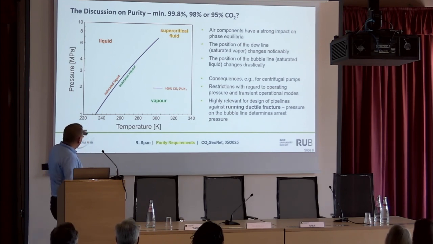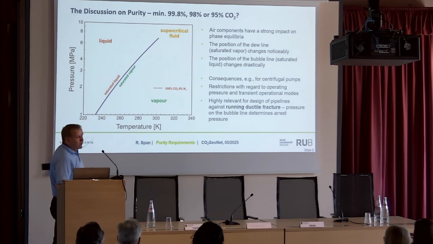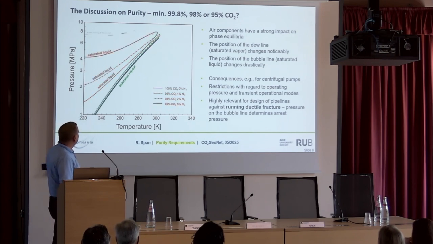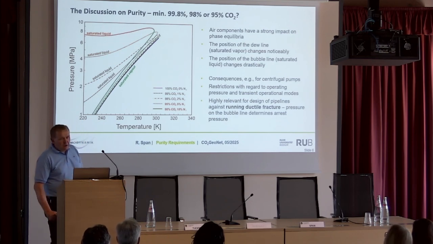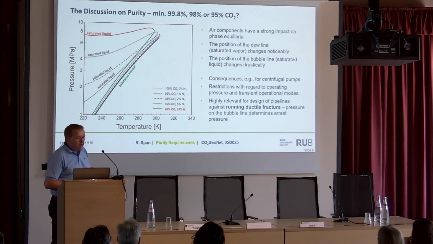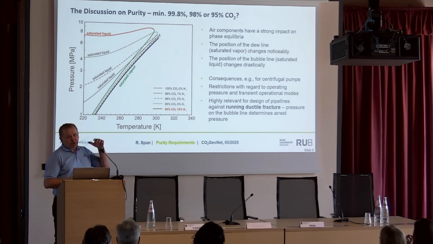Now, what happens? This is a pressure-temperature diagram. The blue line is the vapor pressure curve of CO2. And when you start adding non-condensables, 1% nitrogen, you see that the saturated liquid line is shifted to higher pressure. 2%, 5%, 10%. This is relevant for pumps and equipment, of course. But the most important point is that if you have a small leak in a pipeline, the pressure, the CO2 is going to expand until it hits the saturated liquid line. And then it goes into the two-phase region.